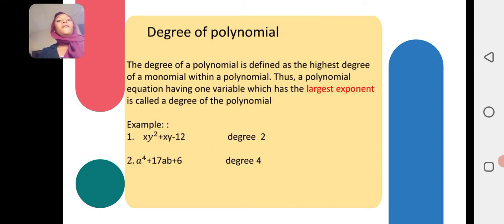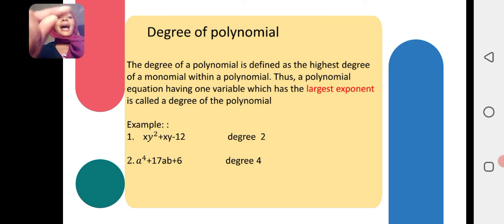Now, the degree of polynomial is defined as the highest degree of a monomial within a polynomial. I'm just going to use the example to explain what a degree of polynomial is. Now, for this example here, we have xy squared plus xy minus 12. If you look at it very well, the y that is having an exponent, that is what you use to determine the degree of your polynomial.